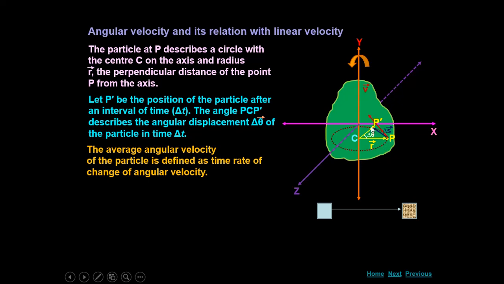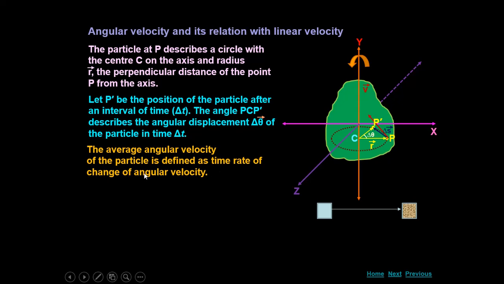when it is moving from P to P dash, it is covering the angle delta theta in a time interval delta t. So in this way, we define linear velocity as the time rate of change of linear displacement, or rate of change of linear displacement with respect to time. In the same way, average angular velocity of the particle is defined as the rate of change of angular displacement with respect to time.